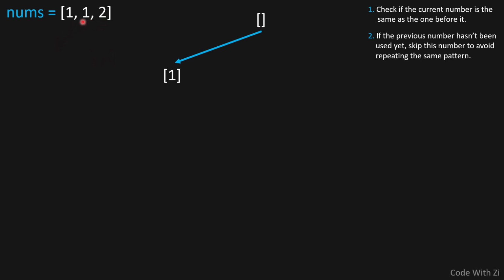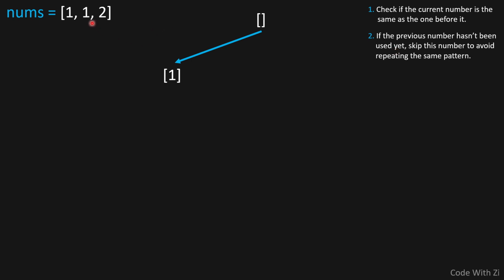When we wanna check this one, we're gonna be like, let's see what will happen if we start with this one, but we gotta check our conditions here. We're gonna ask ourselves if the current number is the same as the one before it. Well, yeah, this number that we wanna add to check what will happen if we start with it is equal to the previous number. 1 is equal to 1, right? So yeah, this one is true. And then we're gonna check if the previous number has not been used yet. If it has not been used, we're gonna skip the current number.